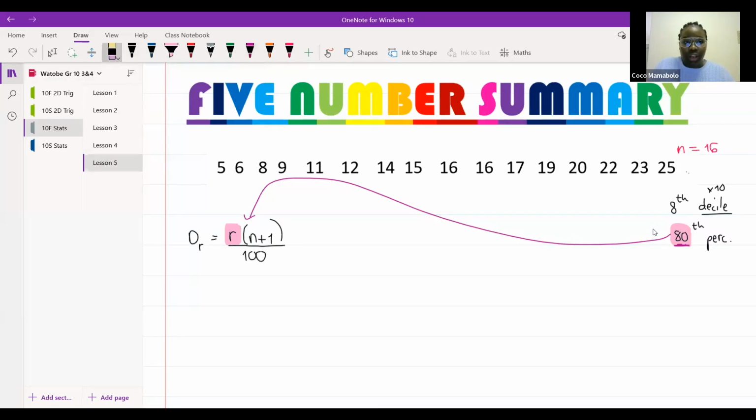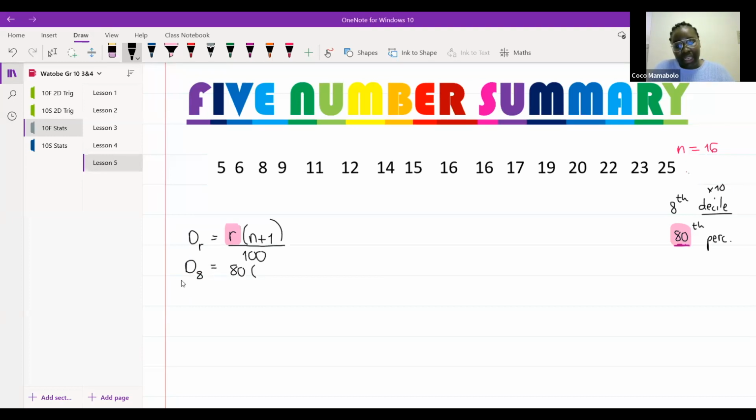Okay, so if we calculate for this, we're going to get the 8th decile. That's why I write D8. That's for the 8th decile. But we know that the 8th decile is the same as the 80th percentile. So we're going to go 80, open brackets. What is my number of values? N is?